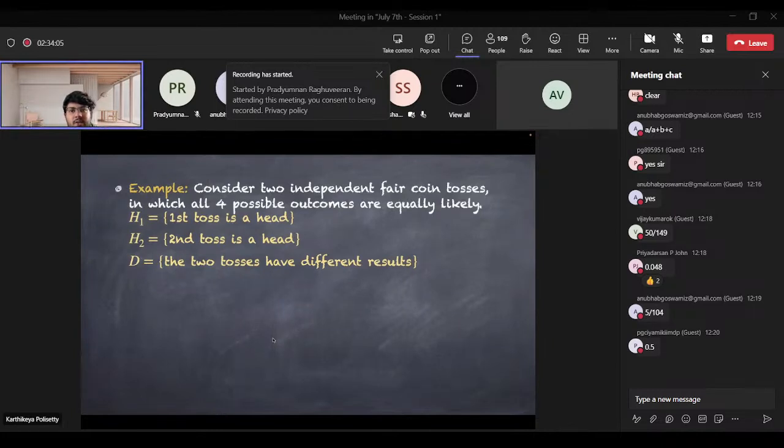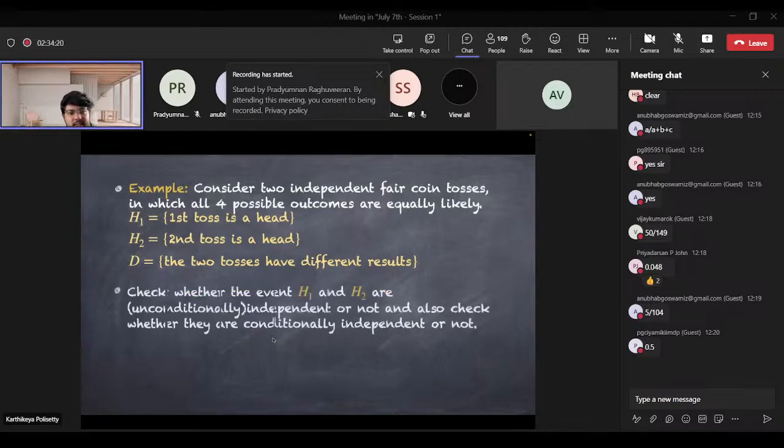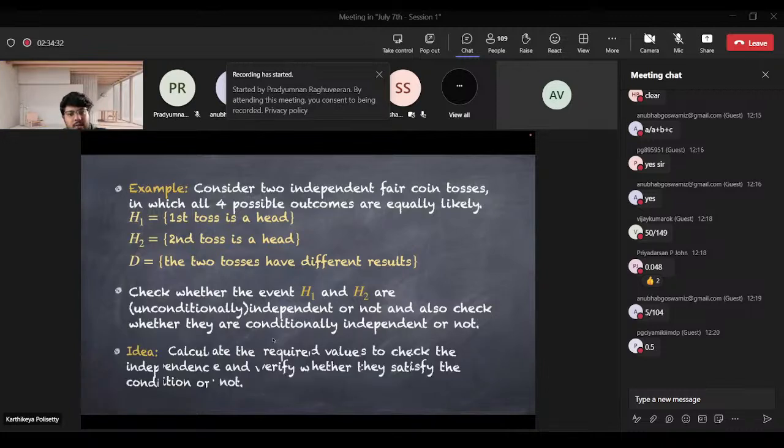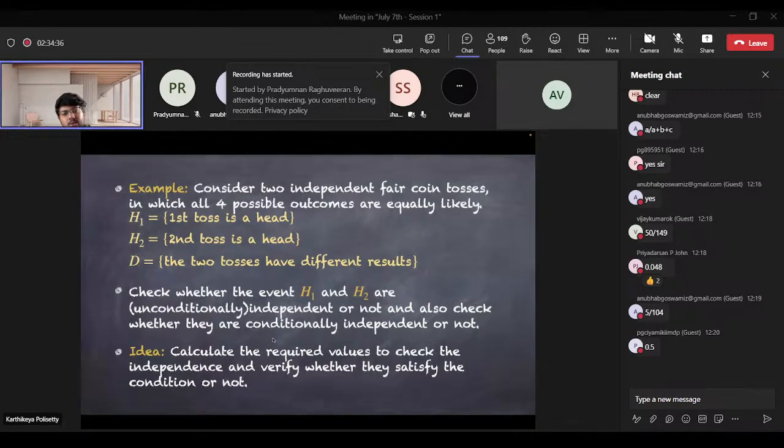Consider two independent fair coin tosses in which all four possible outcomes are equally likely. H1: first toss is a head. H2: second toss is a head. D: the tosses have different results. Check whether H1 and H2 are unconditionally independent or not, and also check whether they are conditionally independent or not given D. You can try calculating the required values to check the independence and verify whether they satisfy the condition or not. Once after the session, make sure that you check whether they are conditionally independent or unconditionally independent, and you can try different possibilities as well.